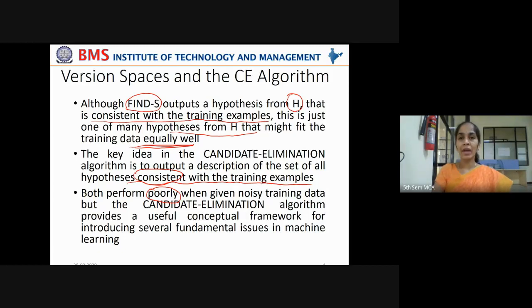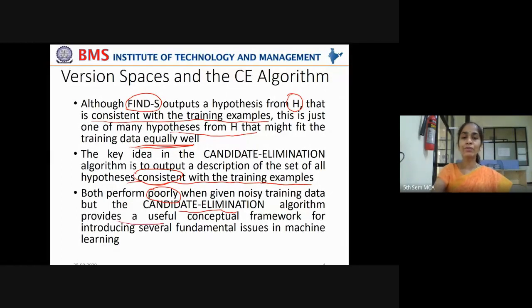Now, the Find-S algorithm and the candidate elimination algorithm will perform very poorly if they are given noisy training data. Okay, but then why are we learning about the candidate elimination algorithm if it does not perform so well? Why do we need to understand it?